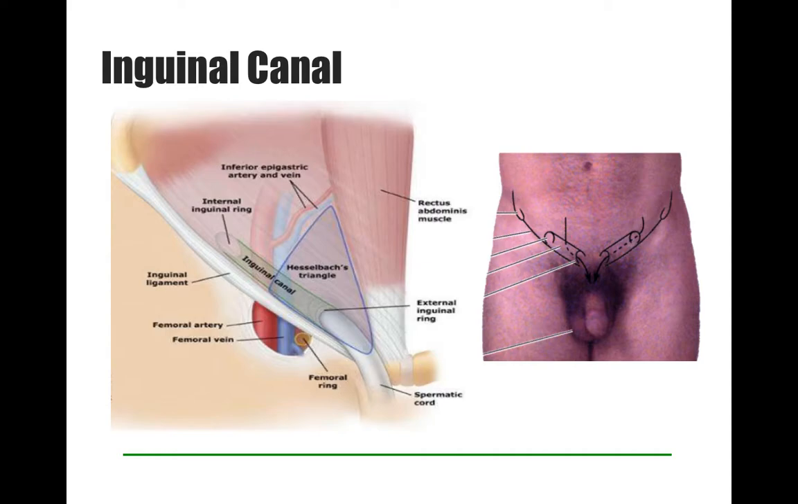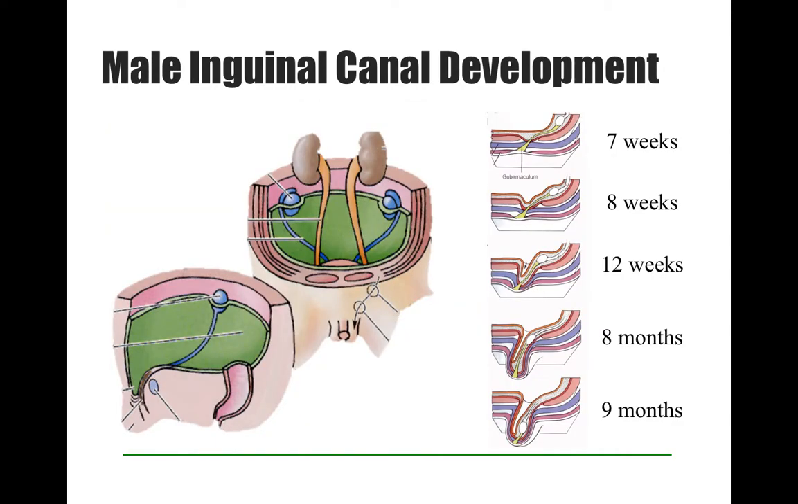Because when we look at male inguinal canal development, the inguinal canal is a lot larger in males, because you can see right here that the testicles are developing in the posterior abdominal wall. And in adult males, we see that that's not where they stay, right? Okay, so they are actually headed for the scrotum. They have a gubernaculum right here, which is going to attach to the inferior pole of the testicle, and then attach that to the scrotum and pull it on down.